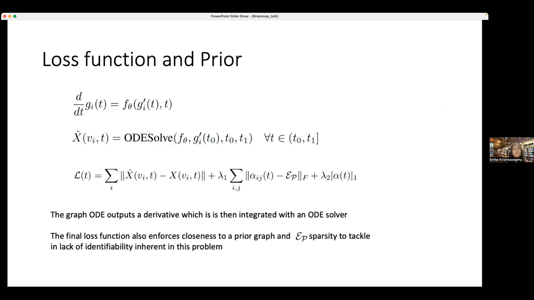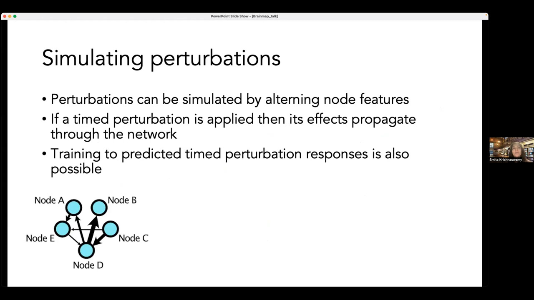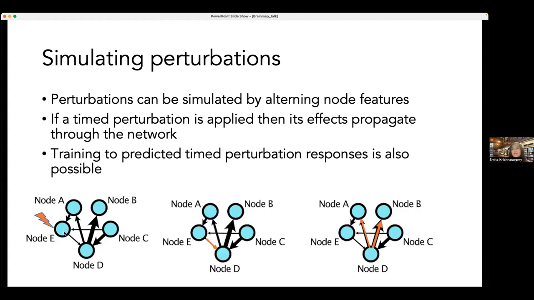So we use this attention model pretty strongly to feed into the ODE solver that we have of this graph ODE. And we penalize by how well does it match our signals, as well as how well does it stay close to a prior network if you have a guess of a prior network. So one very interesting thing about this is not only does it learn time varying networks, but it also allows for simulating perturbations. Perturbations can be simulated by altering node features. So you can perturb the feature of a node, and you can see how that can cascade to the next node, to the next node.